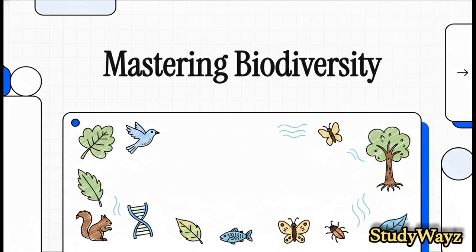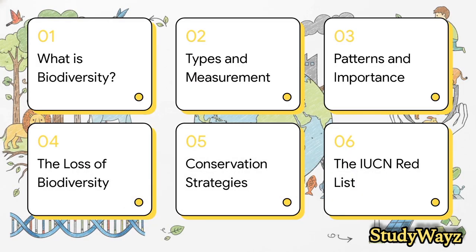Let's dive right in. एक नज़र इस रोड मैप पर डालिए. Just a quick look at what we're covering today. First, what is biodiversity? Then, types and measurement. After that, patterns and importance, followed by the loss of biodiversity. Then we'll look at conservation strategies, and finally, the IUCN Red List. All right, let's get moving.